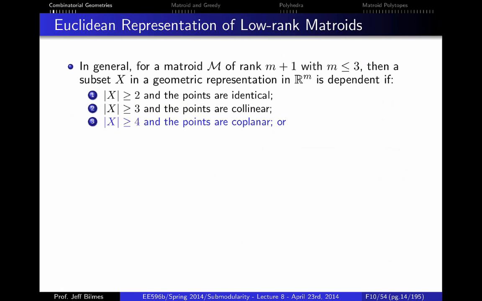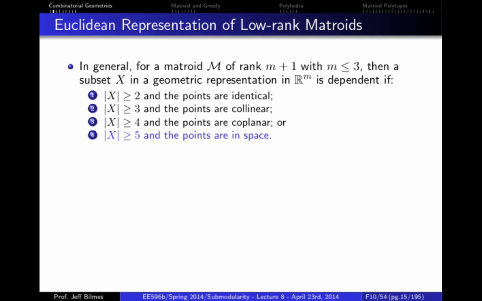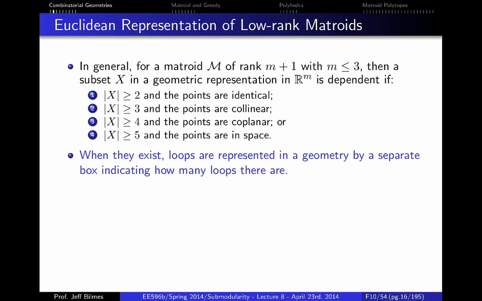Okay. Any 4 or more points are coplanar for exactly the analogous reasons. And of course, any 5 or more points are dependent in space. Right? Again, with m less than or equal to 3, because the rank in such a matroid is going to be at most 4.